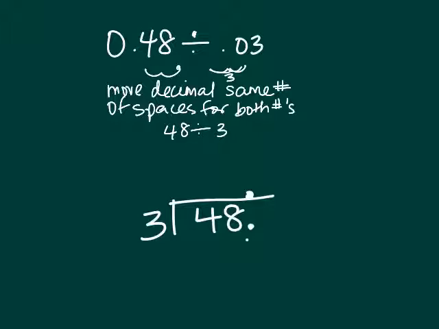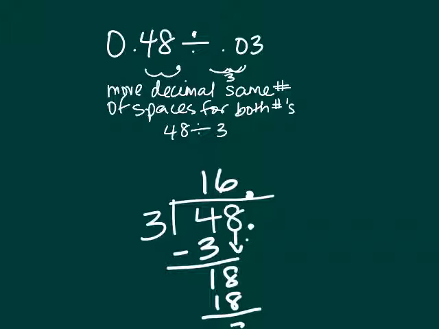So 3 goes into 4 once. 1 times 3 is 3. Subtract it. It's 1. Bring down your 8. You have an 18. 3 goes into 18 6 times, and that is also 18, so you have a remainder of 0. So your answer is 16. Easy, right? Good.